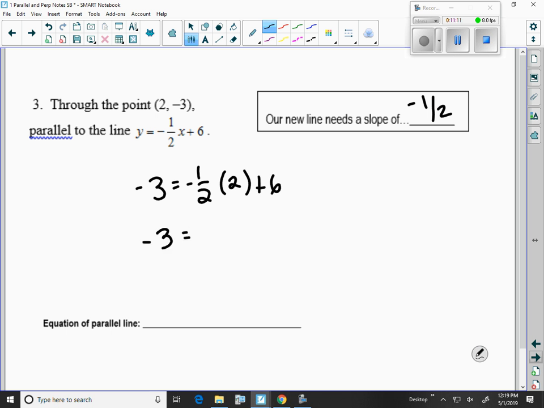Negative 1/2 times 2 happens to be negative 1. Wonderful job.